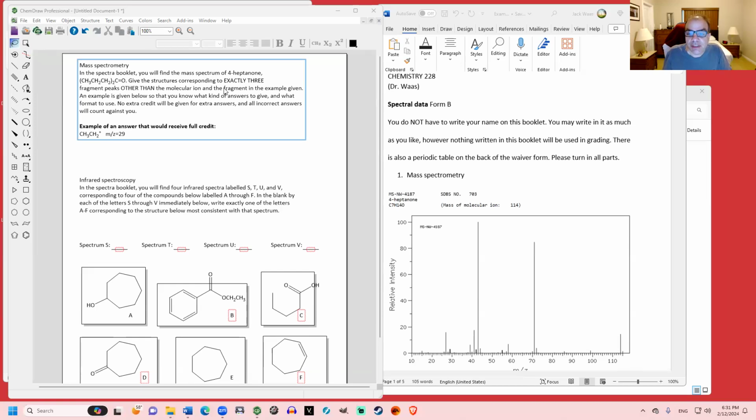And the idea is, can we give any fragments? So we need fragments other than the molecular ion and other than the peak at 29, which is the ethyl cation. So we already know the structure of this compound.